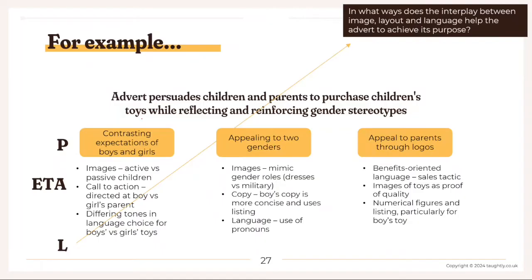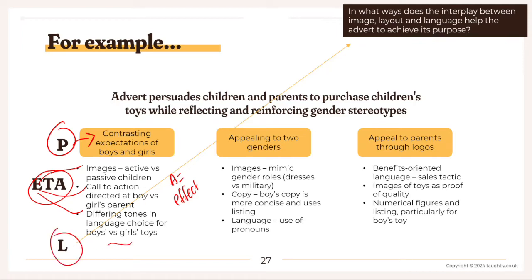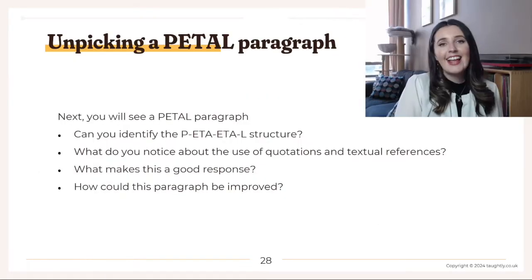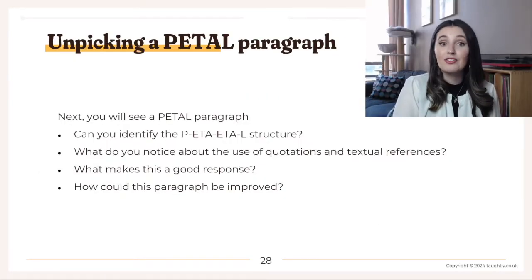Just to break this down a little bit more, so our big ideas are our point, right? This is our topic sentence, our point. Then over here, this is our ETA, right? We have got our evidence, the image, the call to action, the differing tones, and the analysis, what is the effect, right? So we always need to say what is the effect, that is our analysis. And then finally, at the end of the paragraph, we need to link. So we need to link back to the guiding question. How is that helping this advert to achieve its purpose? How is all of that coming together to help this advert to either sell toys or to indirectly suggest something about gender roles?